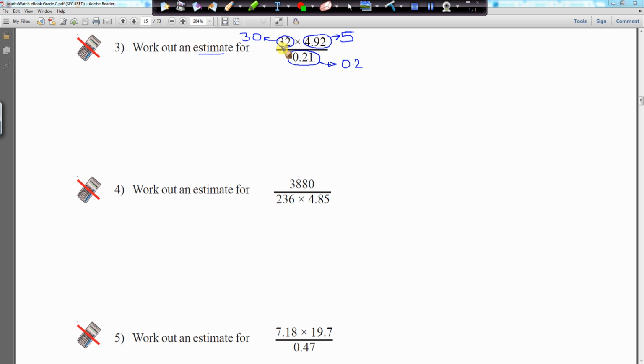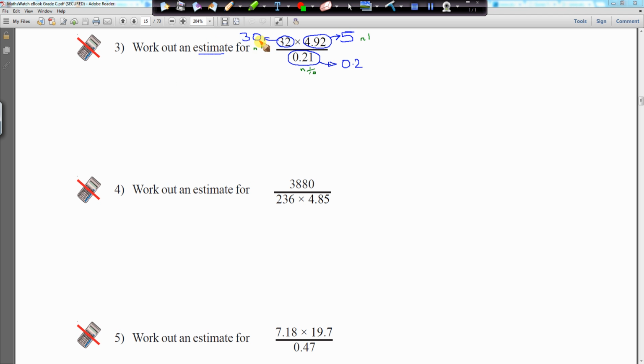This one, round to the nearest 10. This we round to the nearest whole number. This one, round to the nearest tenth. Let's quickly write that down in a different color. So that one is to the nearest 10, that one is to the nearest whole number, and that one is to the nearest tenth. That's just my room I'm working at, so we've got enough room to do the calculation now. Let's just quickly change color.